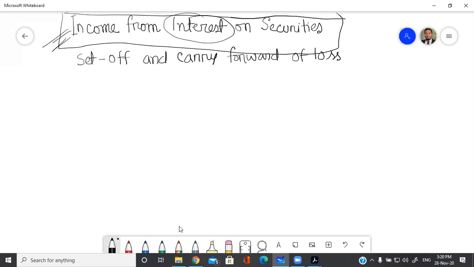Okay, so before checking a practice problem on income from interest on securities, I like to let you know a way, a path people use to evade taxes on interest income or avoid taxes on interest income. Okay, so let's see. You probably have heard about these two terms in your financial management course: cum-dividend and ex-dividend.